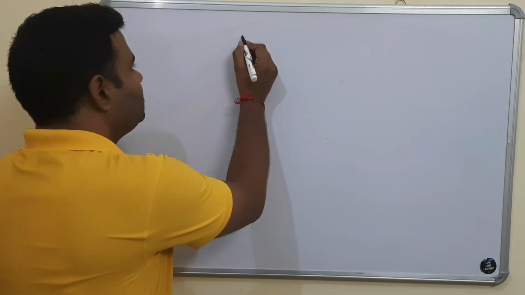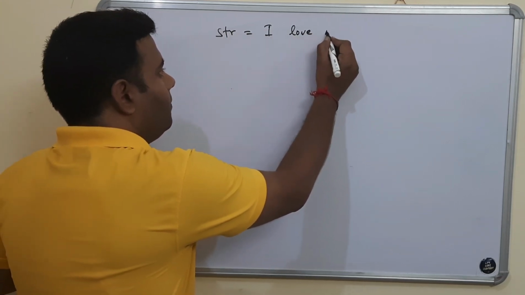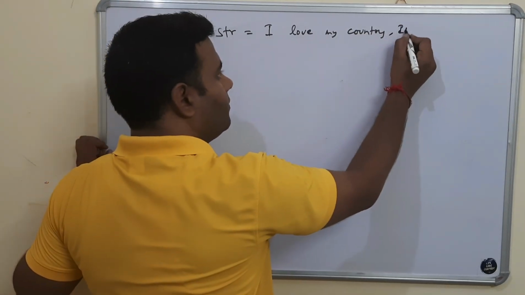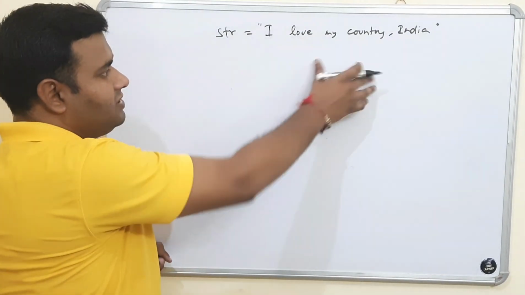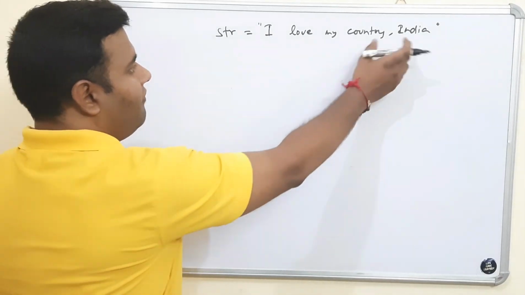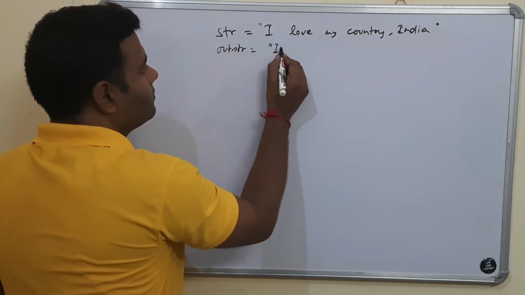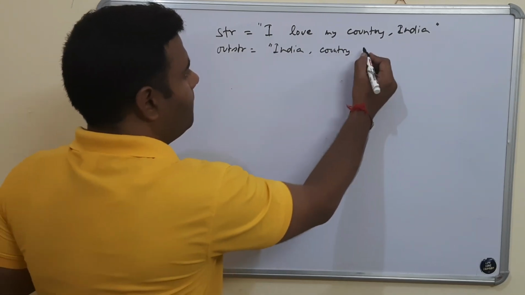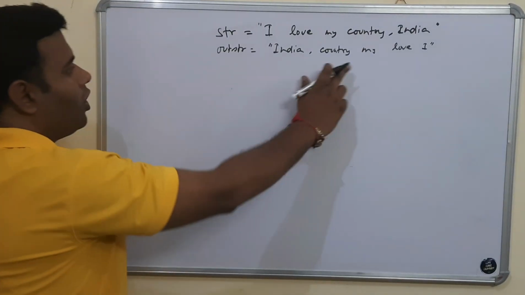The problem is, I have a string, and it says "I love my country India." Now you have to reverse this string. Only the words should be reversed but not the value of these words. So basically the output string you need to produce is "India country my love I." This should be your output string.